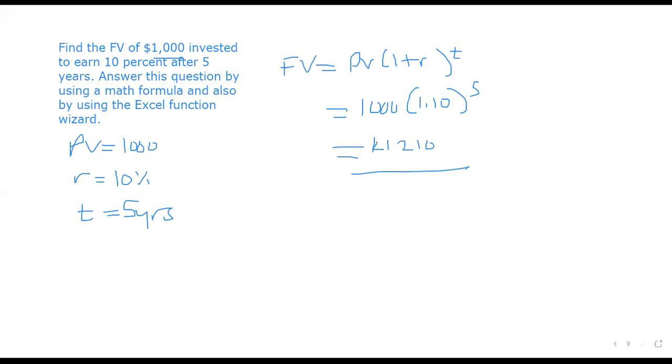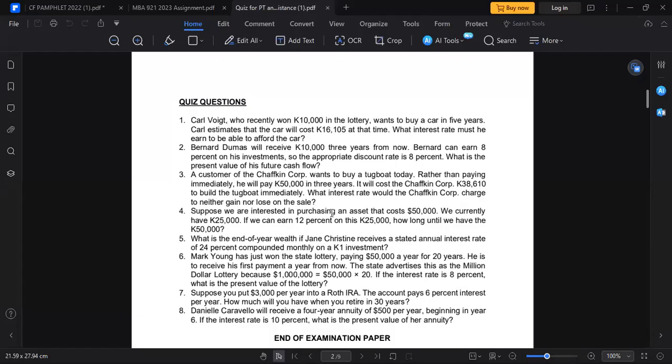Let's look at question number 1. Cow, who recently won 10,000 in the lottery, wants to buy a car in 5 years. He estimates the car will cost 16,100. What interest rate must he earn to afford this?